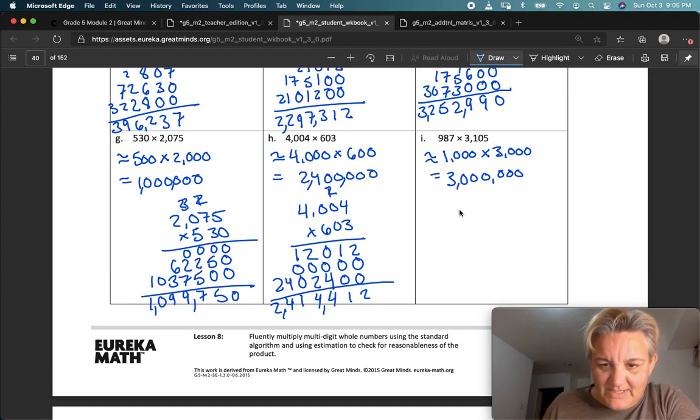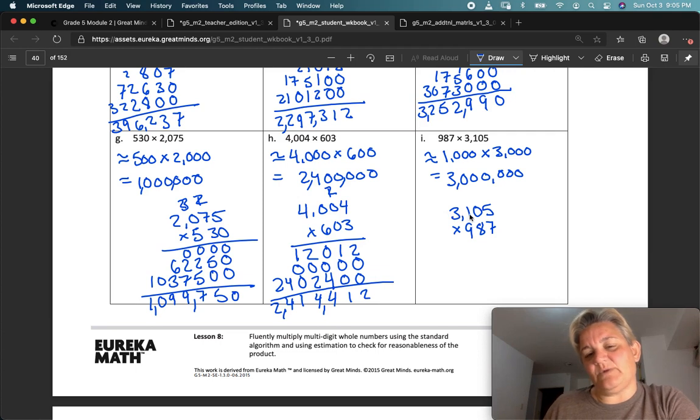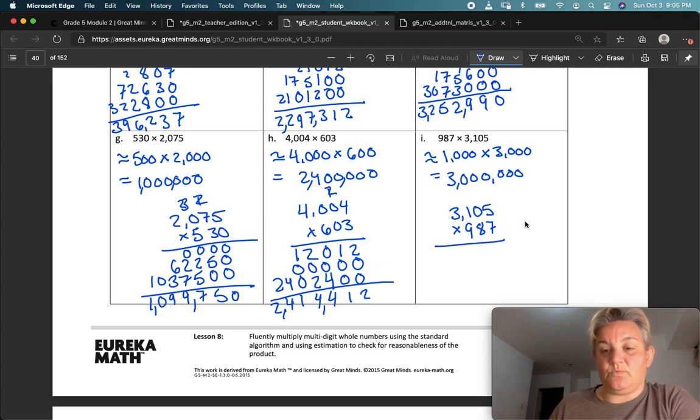Again, when I stack these, I'm going to put the 4-digit number on top, because remember in multiplication we can multiply in any order. So if I want to put the 3,105 on top, I can, which is a wonderful thing about multiplication. Division, you can't flip around like that. Subtraction, you can't flip around like that.